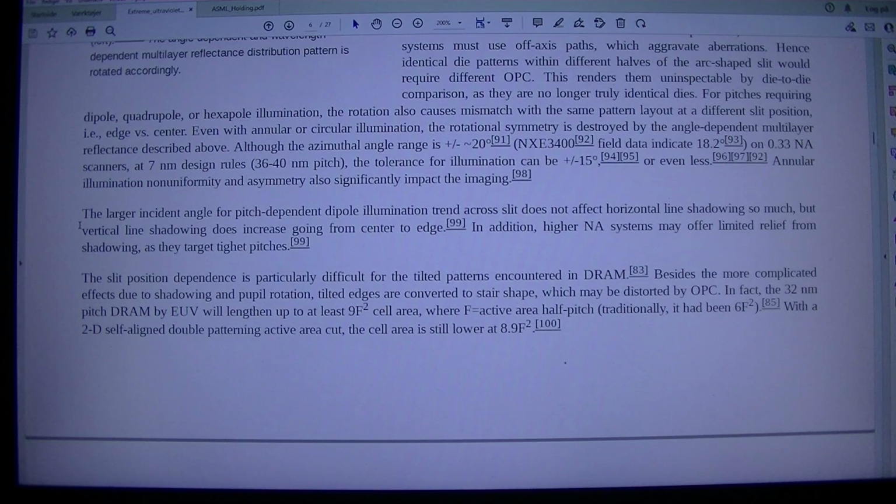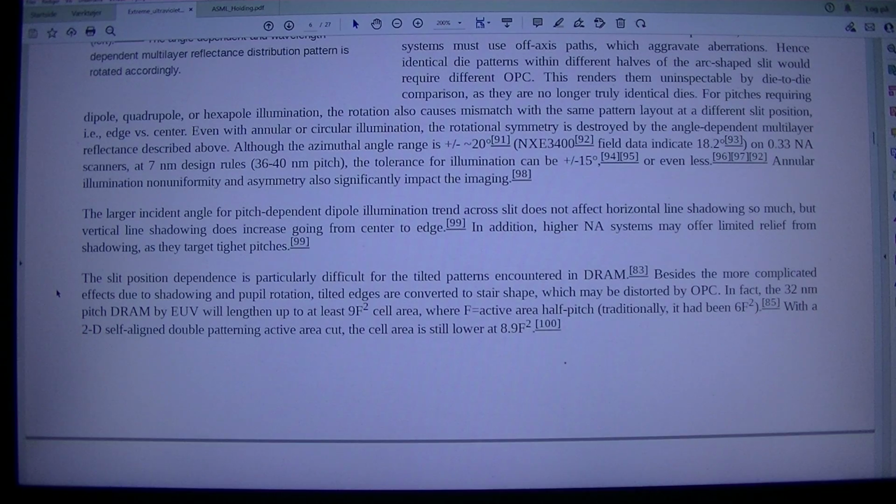In addition, higher NA systems may offer limited relief from shadowing, as they target tighter pitches. The slit position dependence is particularly difficult for the tilted patterns encountered in DRAM. Besides the more complicated effects due to shadowing and pupil rotation, tilted edges are converted to stair shape, which may be distorted by OPC.